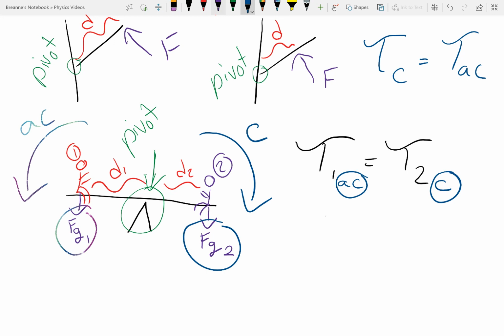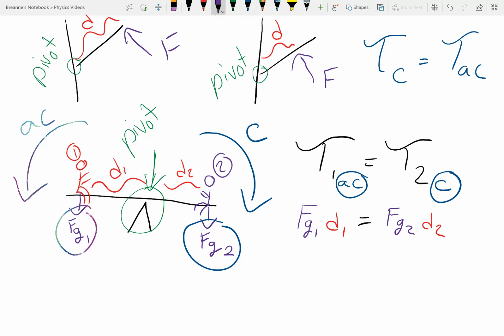And so we go into our equation. You have force of gravity of 1 times your distance of 1 equals your force of gravity of kid 2 times your distance of 2. And like I said, you either have your force of gravity of kid 1, or you just solve for 1. So let's say we needed the distance.